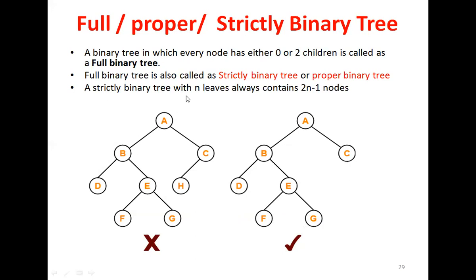So it is saying that a strictly binary tree with n leaves always contains 2n minus 1 nodes. Here 4 leaves are there. So what is the total number of nodes in this tree? 7. So is it satisfying the condition 2n minus 1? Yes, sir. Here n is 4, so 2 into 4 minus 1 is 7. It is satisfying. Is that clear? Yes, sir.